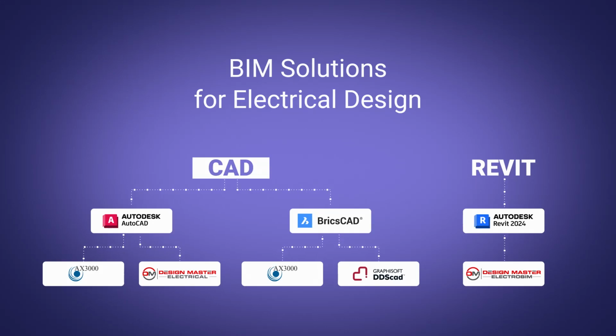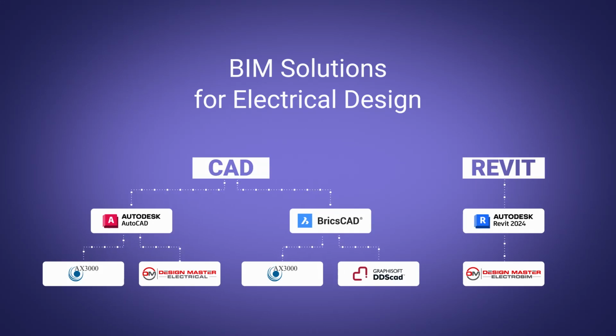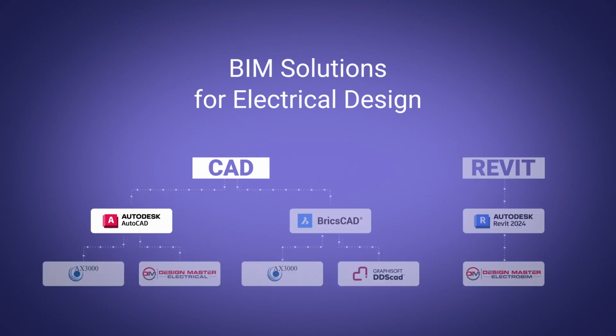That's how I would think about evaluating your options for improving your electrical design process. You're either in CAD or Revit. If you're in CAD, you either are going to stay on CAD or move to Revit. If you're staying in CAD, you're either going to be working in AutoCAD or BricsCAD. If you're in AutoCAD, you are going to be either using AX3000 or Design Master Electrical. If you're using BricsCAD, you're either going to be using AX3000 or DDS Electrical.